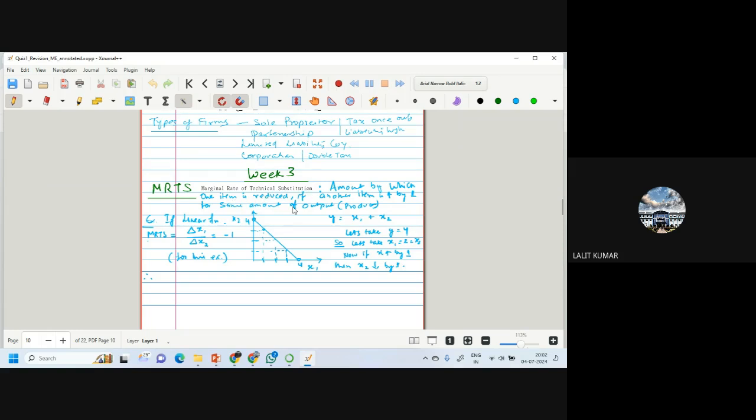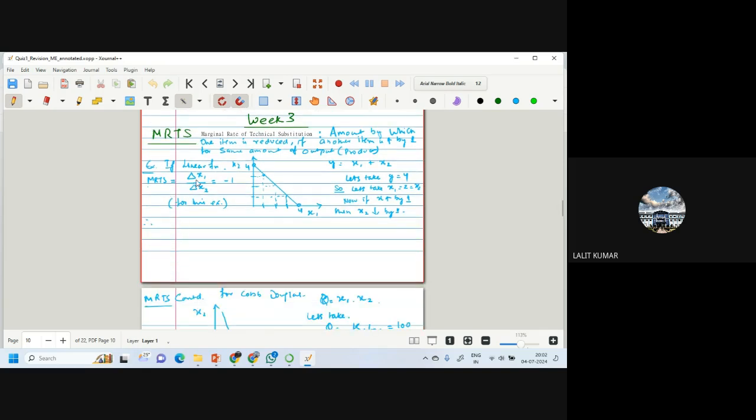The basic definition is the amount by which one item is reduced if another item is increased by one. So MRTS is nothing but delta x1 by delta x2. Like in this same example, I'll write here. If I've got two resources, and I'm increasing one item by one, how much is the second item reducing? We have to reduce.